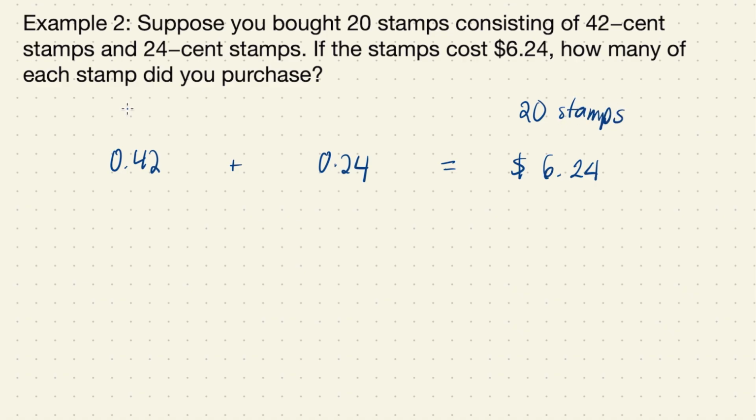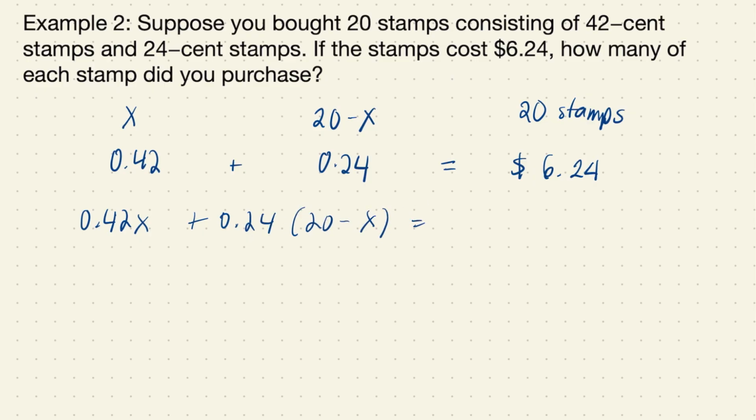So we can let X be the number of 42-cent stamps, and then for the 24-cent stamps, instead of using Y, we can use 20 minus X, because you know the total. Since there are only two unknowns, just set 20 minus X, so we can go straight to solving for the value of X later on. So we can multiply 0.42 by X, and then 0.24 by 20 minus X.